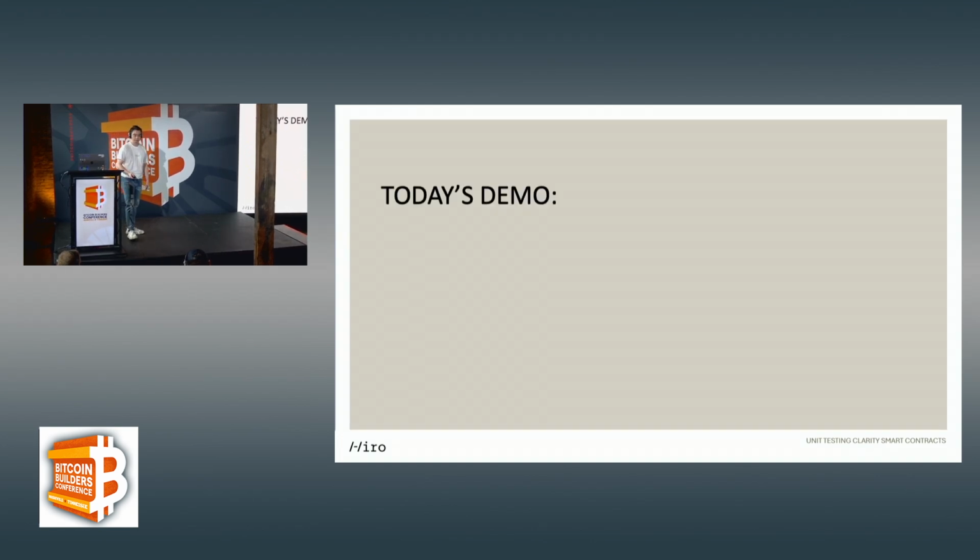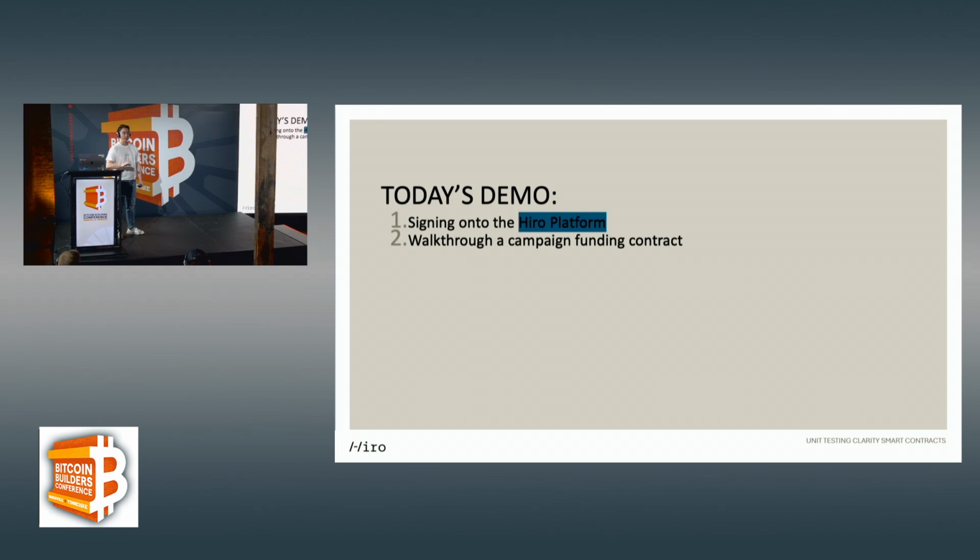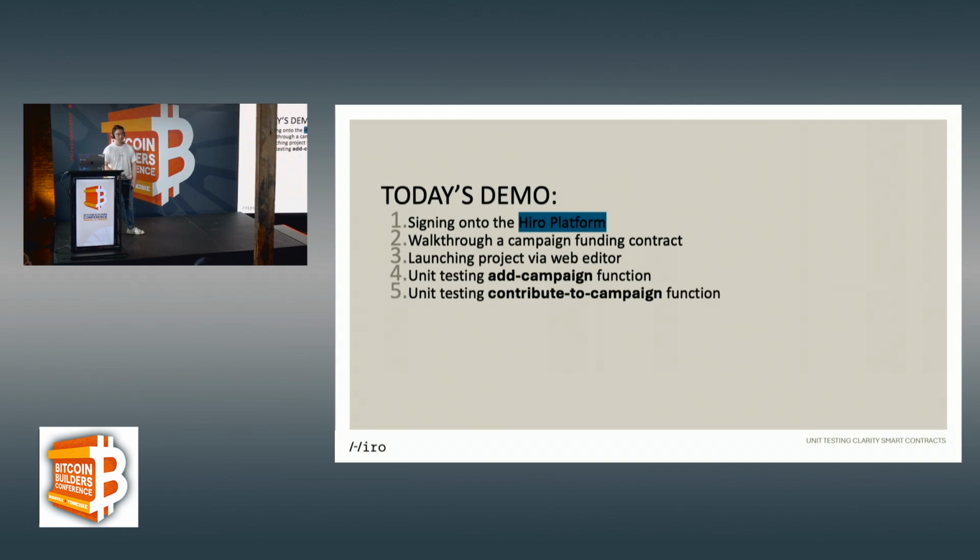So in today's demo, I'll be signing on to the Hiro platform. I'll explain what the Hiro platform is in a minute. Walk through a campaign funding contract. This is just a sample smart contract that I'll be going through and showing you how to make unit tests on that contract. And then we will launch our project via a separate web editor that comes already pre-installed with the Hiro platform. And then we'll be creating unit tests for two different functions, one of them being add campaign and the other being contribute to campaign. These functions, I'll go over them in a minute.